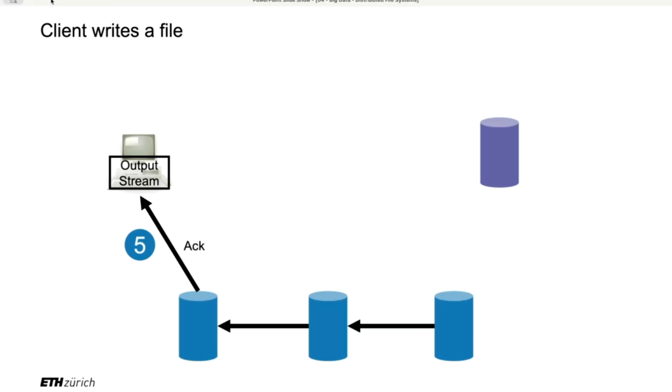And then if it's the first data node that fails, then of course you're blocked, right? Then you have a problem and you have to try again.